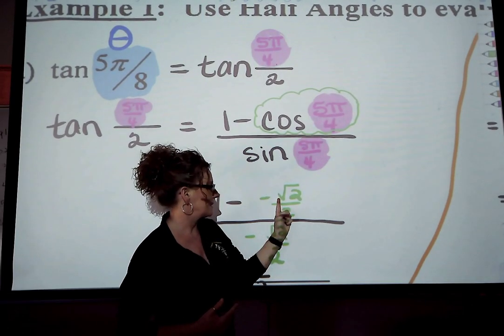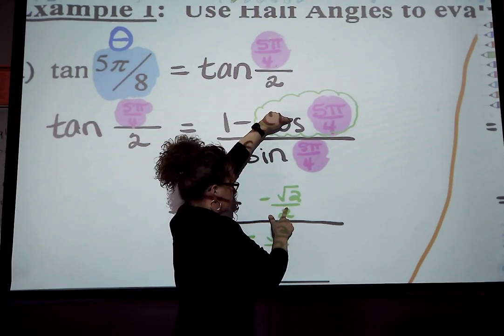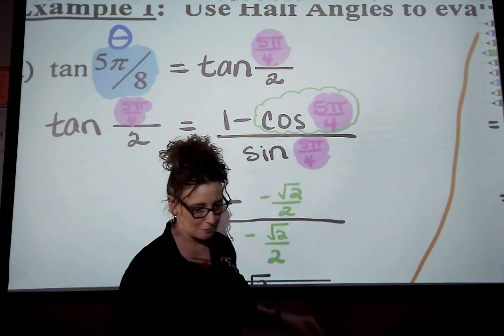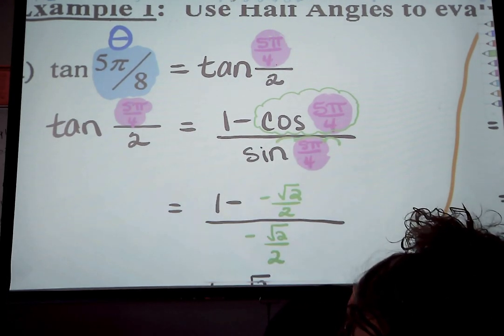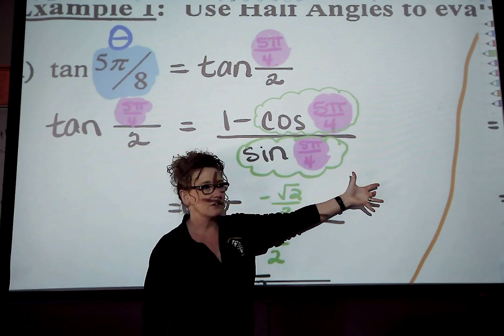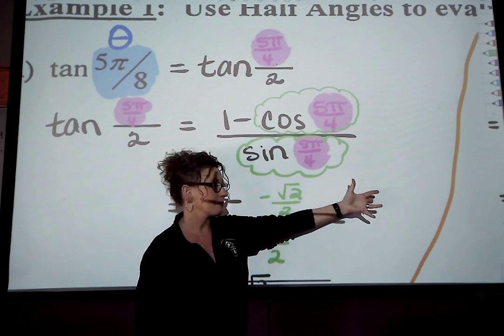So I've got 1 minus this new fraction, okay, I'll deal with this in a minute, over sine of 5 pi over 4. Well, now I need to replace this with a fraction. So, same process, reference angle, pi over 4. Fraction, radical 2 over 2. Quadrant 3, negative.